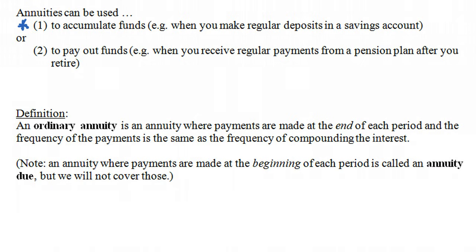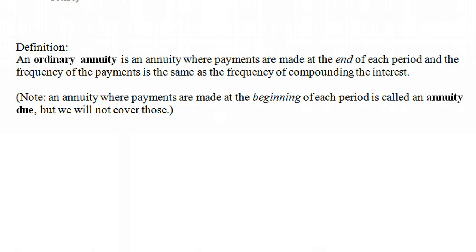So what is an ordinary annuity? An ordinary annuity is an annuity where payments are made at the end of each period. So for example, the end of each month instead of the middle of each month or the beginning of each month. And the frequency of payments is the same as the frequency of the compounding of the interest. In other words, if you make payments every month, then the interest is supposed to compound monthly. If it compounds daily, but you're making monthly payments, you don't have an ordinary annuity. The reason it's called ordinary is because these are very common types of annuities, because they're easy to calculate if the frequency of payments is the same as the frequency of the compounding of the interest.